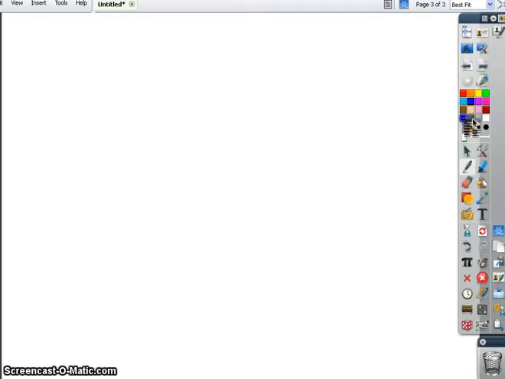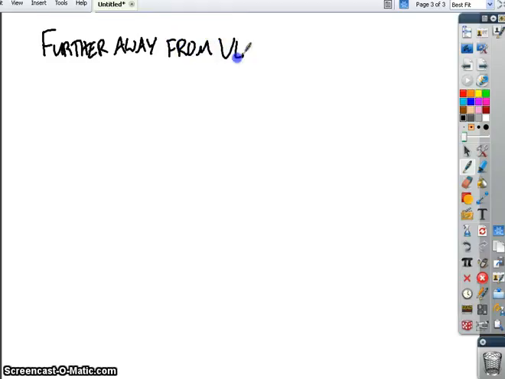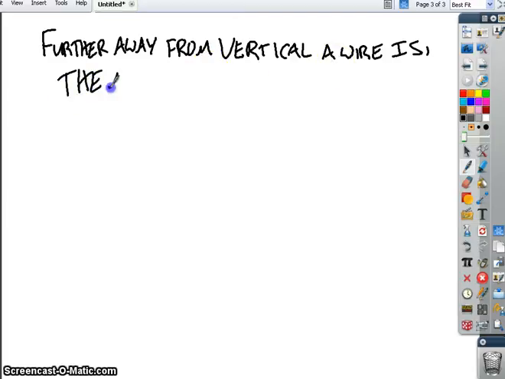There's a concept I want you to know here, and this concept is this. The further away from vertical a wire is, that's probably not very good English, but okay, oh well, the further away from vertical a wire is, the more tension. The more tension. So, what am I trying to say?